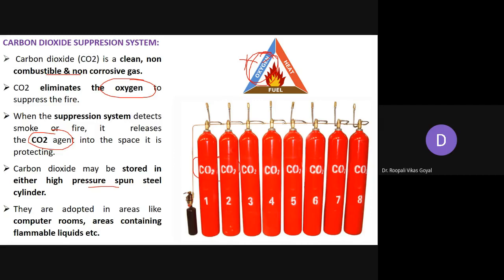So generally this kind of CO2 suppression system you may find near a computer room or an area containing flammable liquid, so that whenever fire takes place, you just apply this CO2 that will deactivate this oxygen supply, रोक देगा, and that will extinguish the fire. So that is carbon dioxide suppression system, oxygen को रोकने के लिए.